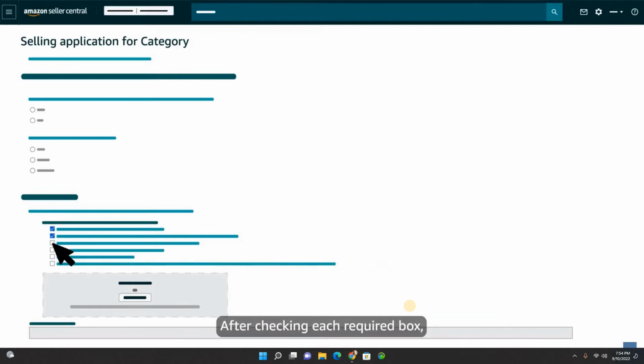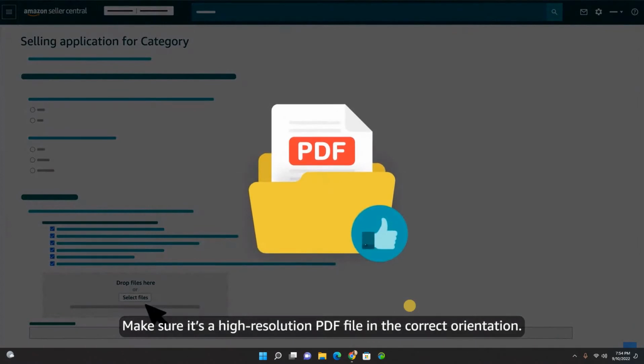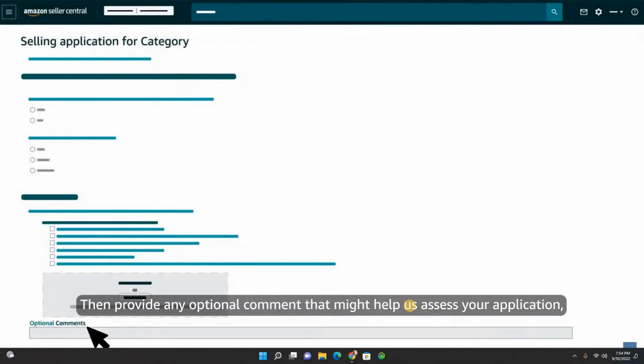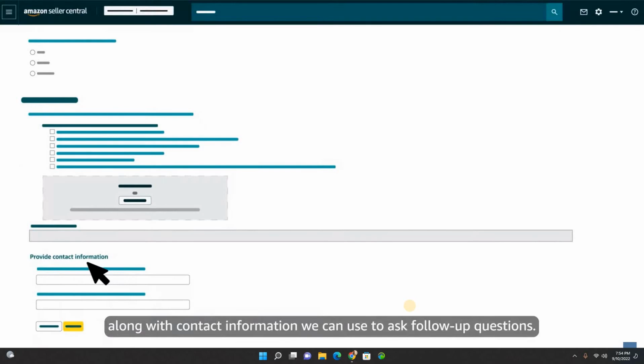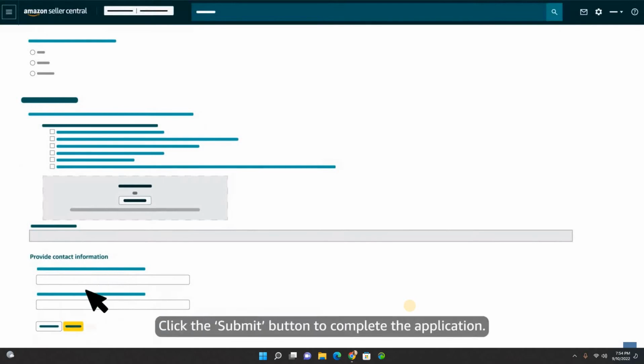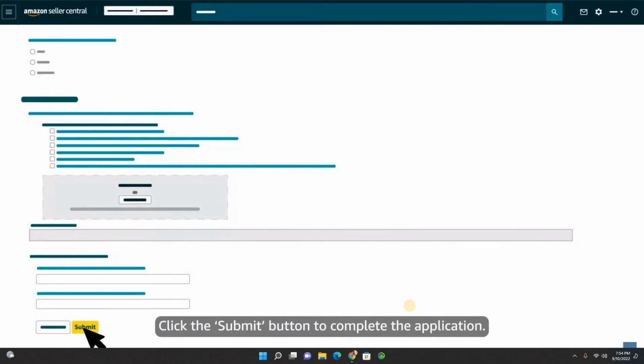After checking each required box, upload your purchase invoice. Make sure it's a high-resolution PDF file in the correct orientation. Then provide any optional comment that might help us assess your application, along with contact information we can use to ask follow-up questions. Click the Submit button to complete the application.